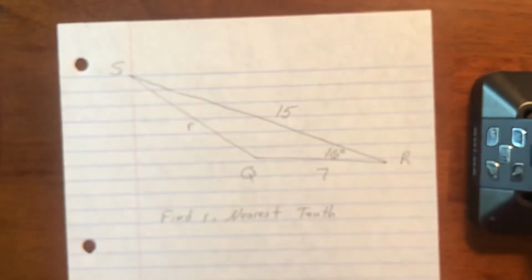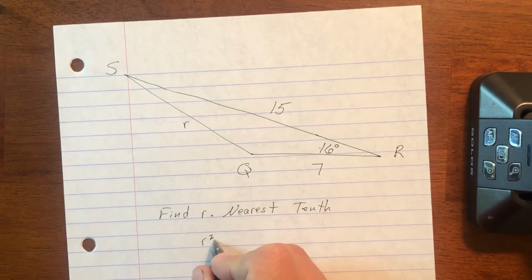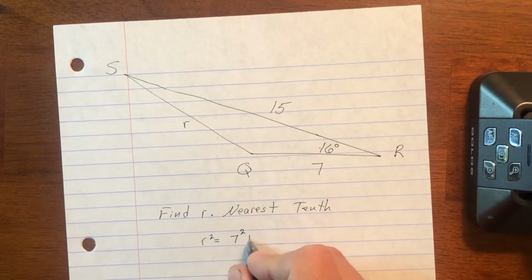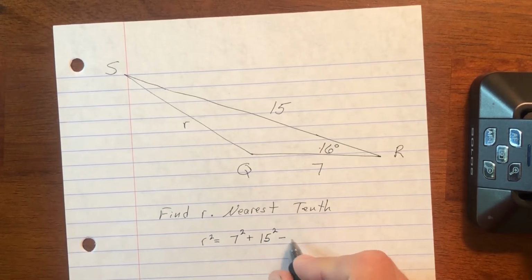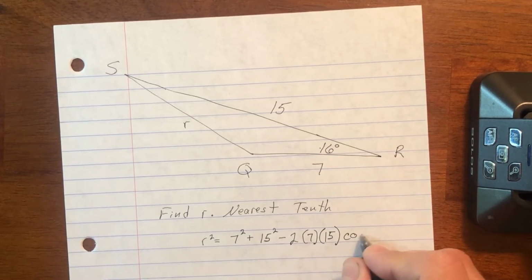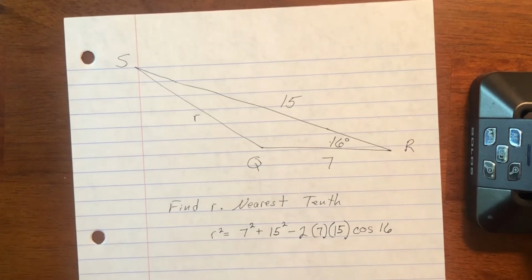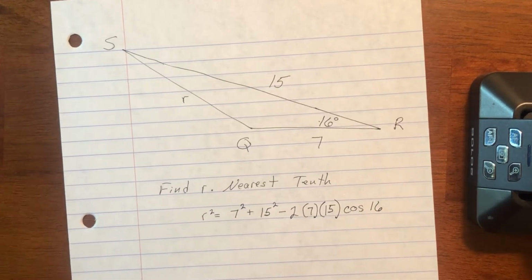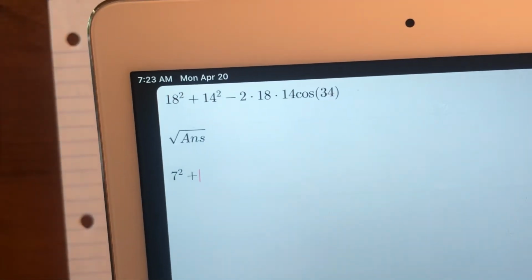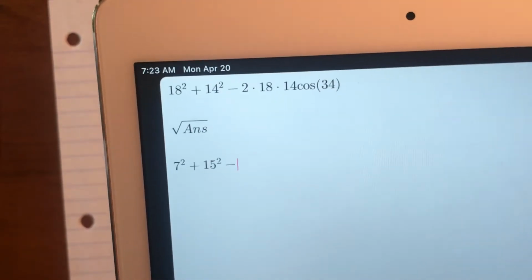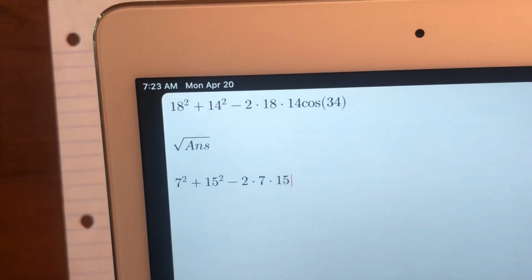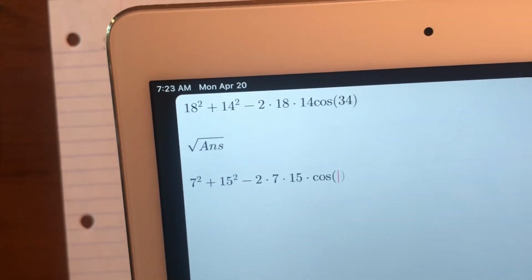Using the law of cosines, we know that r squared is going to equal the other two sides squared and added together, so that's 7 squared plus 15 squared, minus 2 times 7 times 15 times the cosine of 16. That's it. So let's try that. 7 squared plus 15 squared minus 2 times 7 times 15 times the cosine of 16 degrees.